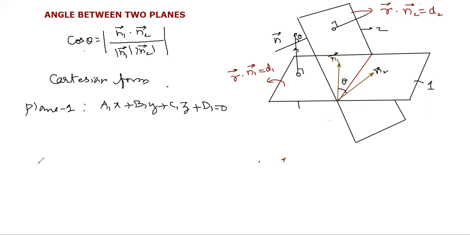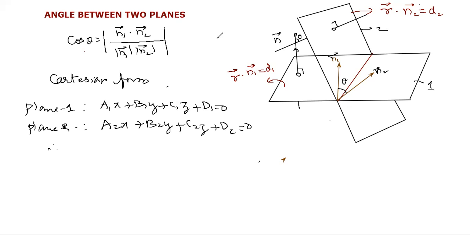This is the equation of plane 1, and the equation of plane 2 is a2x plus b2y plus c2z plus d2 is equal to 0. So as I told you, a1, b1, c1 are the drs of the plane. So these are the drs of the normal n1 also. n1 is the normal to the plane. So drs of n1 is also a1, b1, c1.